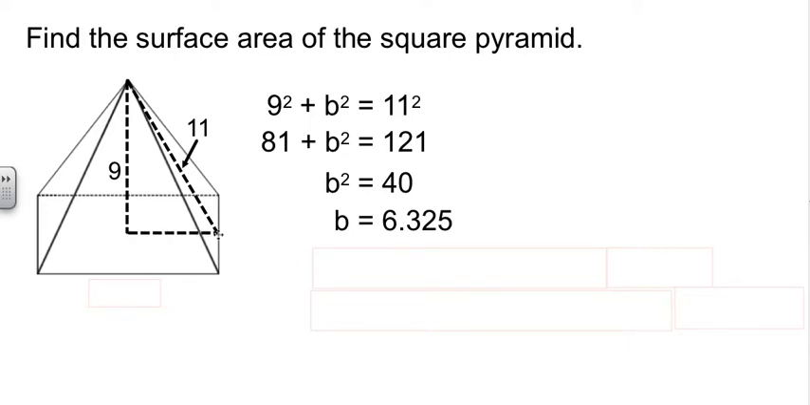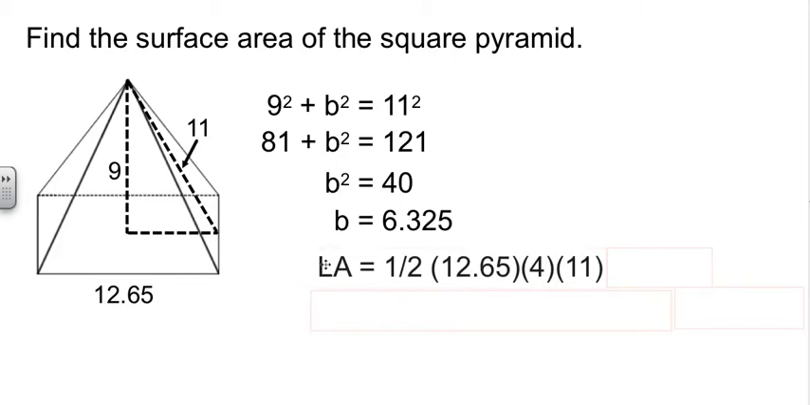So that's this length. Well, this would be half of the total length. If this part's 6.325, this also will be. So we have a total side length of 12.65. Now we're in business. Lateral area is 1/2 of the perimeter, 12.65 times 4, times the slant height 11, gives me a value of 278.3 for the lateral area.